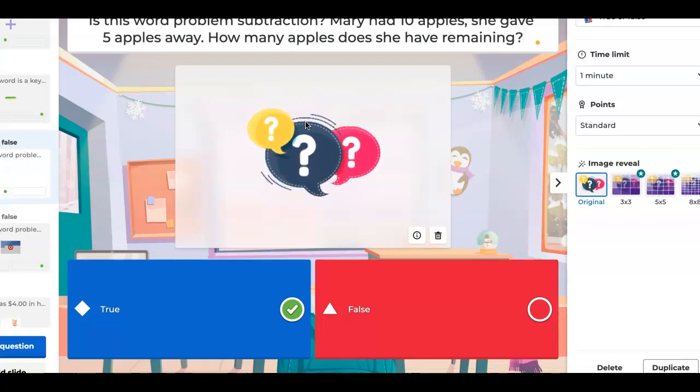And then I have this one, which is a word problem. Subtraction? Mary had 10 apples. She gave 5 apples away. How many apples does she have remaining? So for this one, it would just be a true or false. They have to decide if this is a subtraction problem or if it's an addition. And remaining should be the word that gives it away and helps them understand which problem it is.